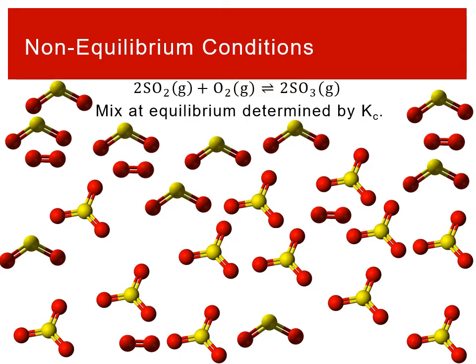So let's look at some molecules. We can have this at the molecular level. So SO2 reacting with O2 to make SO3. So SO2 reacts with O2, and then we get an SO3. And so this would be a reaction that would be at an equilibrium. If we're at an equilibrium, we know that we have set ratios of all my reactants and products.